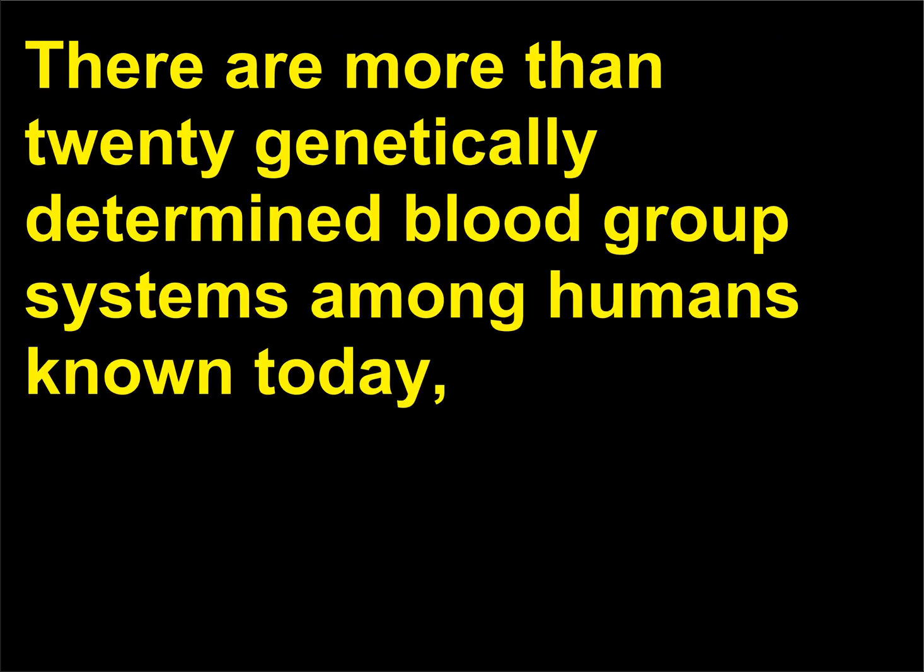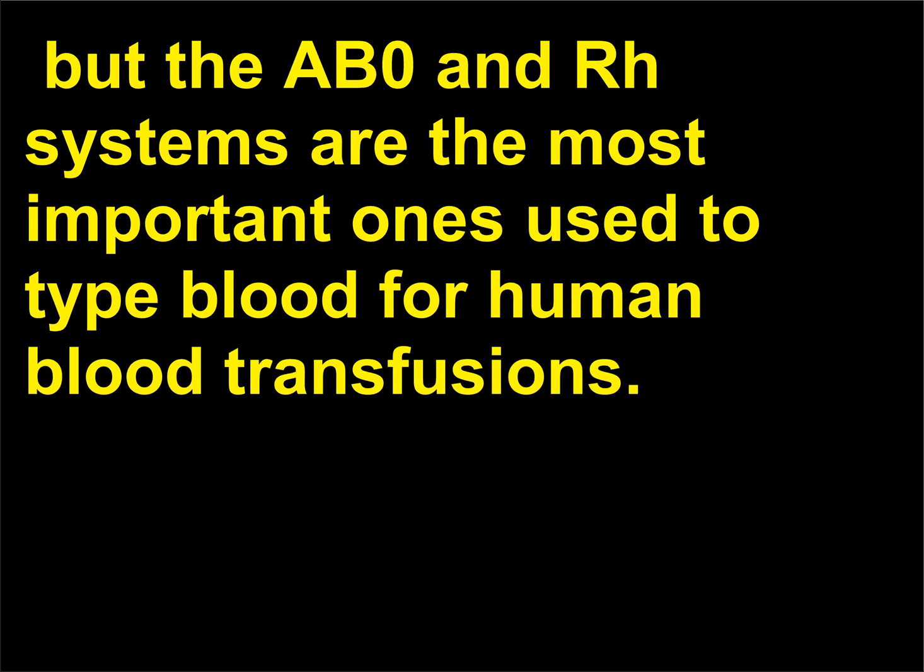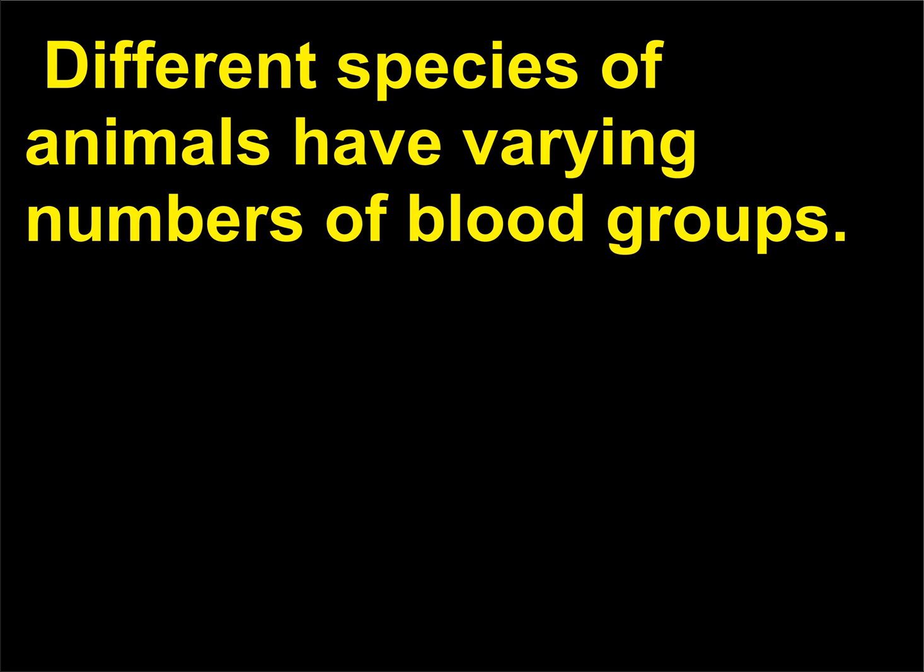There are more than 20 genetically determined blood group systems among humans known today. But the AB0 and Rh systems are the most important ones used to type blood for human blood transfusions. Different species of animals have varying numbers of blood groups.